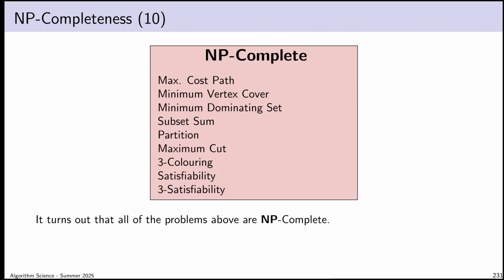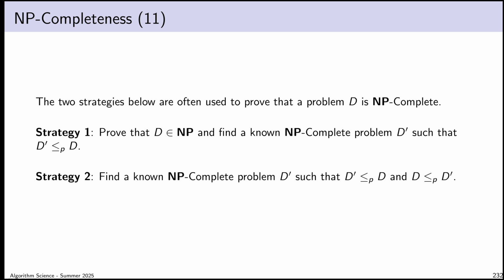It actually turns out that all of the problems on our list from earlier are NP-complete. If I can find a polynomial time algorithm for any of them, even the lowly partition problem, then everything in NP can be done in polynomial time, and that would mean that P equals NP.